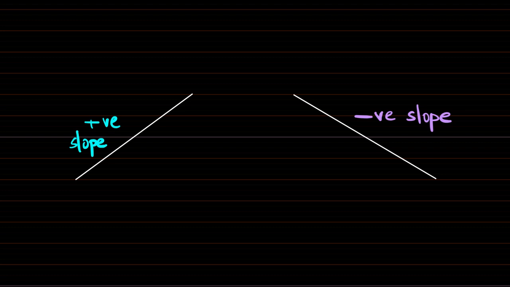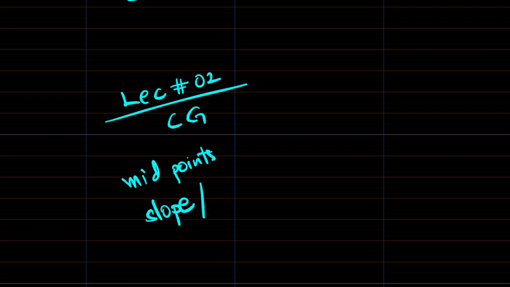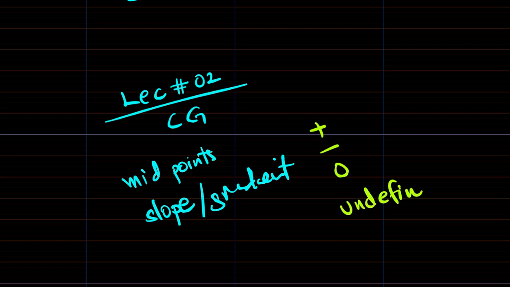And what have we learned in this particular video? In this video, which is lecture number 2 of coordinate geometry, we talked about midpoints. We talked about the concept of slope, rise over run, gradient, incline, things like that. And there are 4 types of gradient. There could be a positive slope, a negative slope, a 0 slope, and an undefined slope.